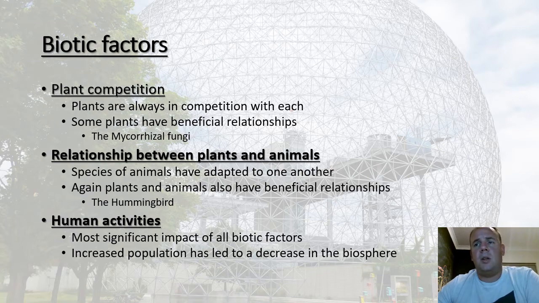And then obviously human activities, the most significant of all biotic factors. Increased population has led to a decrease in the biosphere. Why is that? Because we live in cities. When we have cities, we knock down trees, vegetation, that type of thing. Okay, those are the main contributing factors for different types of vegetation. Remember, this is very general. We always have exceptions to the rule, and it does depend on local impacts as well.